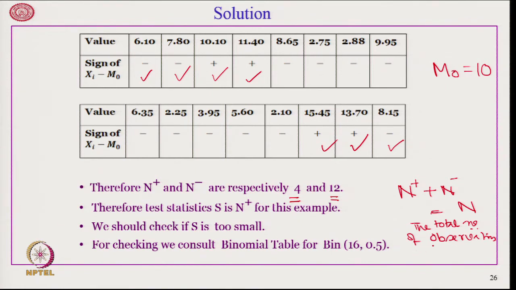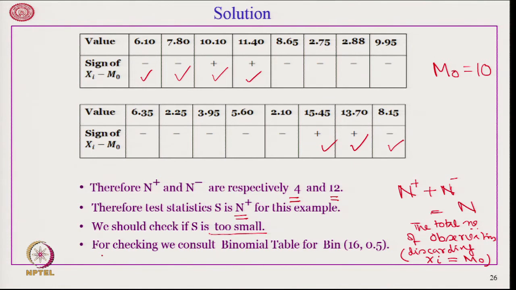Note that if some of the observations are the same as m naught, we have to discard them. So, all those observations x i equal to m naught, we discard. Therefore, the test statistic we can consider is n plus. There is no hard and fast rule, but typically we use the smaller of these as our statistic, and we need to check if it is too small. If it is so small that it is very unlikely to happen under the null hypothesis, then we reject the null hypothesis in favor of the alternative.